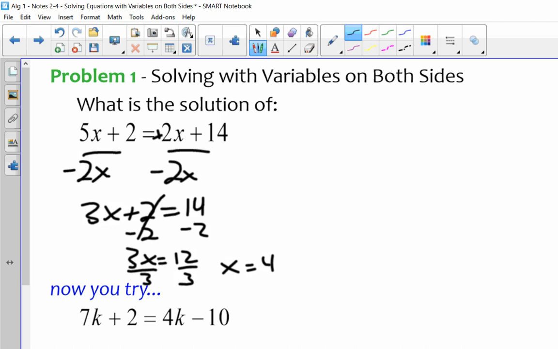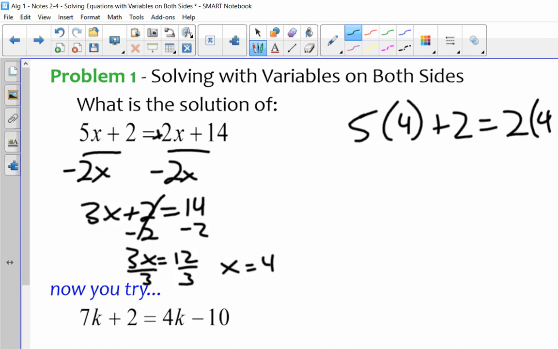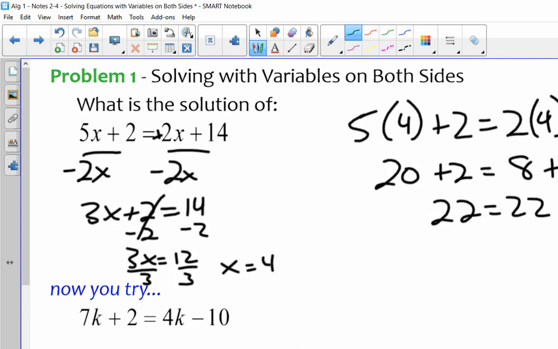All right. I'm going to take the x equals 4. I'm going to plug it in wherever I see an x and just prove to myself that I got it right. Okay. So wherever I saw x, I put in a 4. So 5 times 4 is 20 plus 2 equals 2 times 4 is 8 plus 14. So 20 plus 2 is 22, and 8 plus 14 is 22. So what I'm trying to get at the very end is just the same number on each side. That's my check. I checked my solution in the original equation.